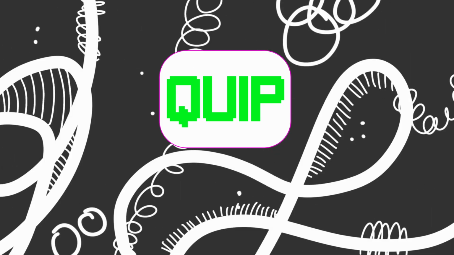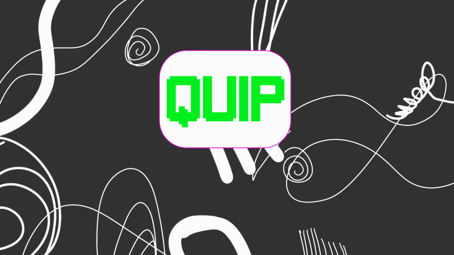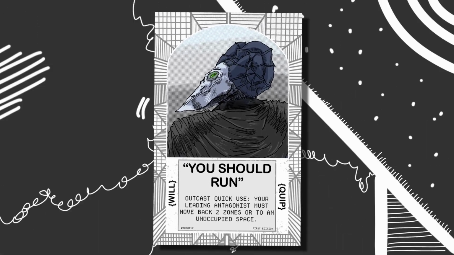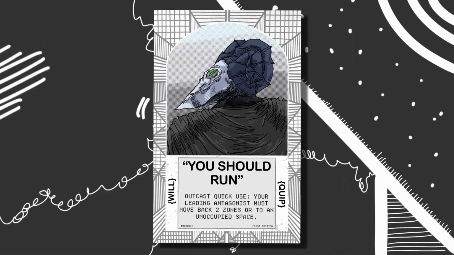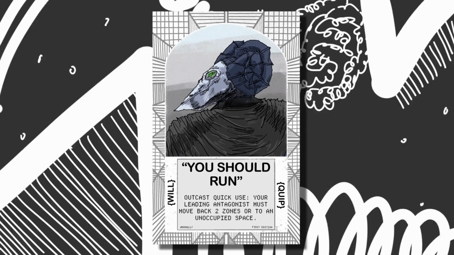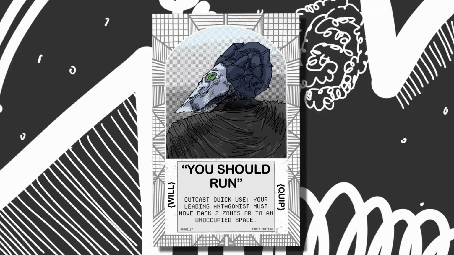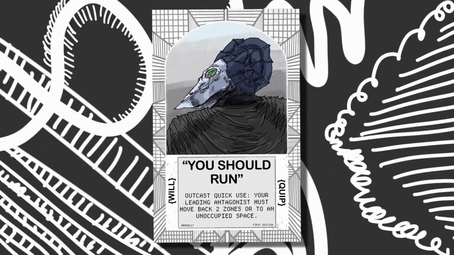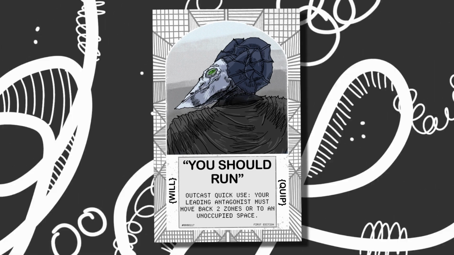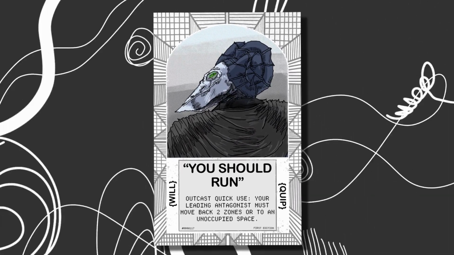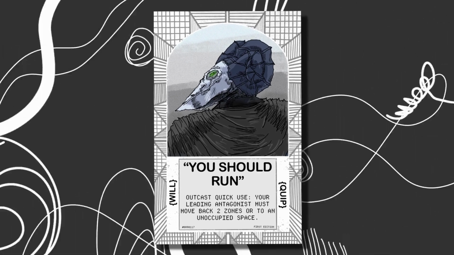And I brought the equip cards in, and I thought they should act like retaliate cards, but for the will guys, right? Because now, while they may react quickly, the difference is that they need a specific subclass to work for. And for reference, we got the card here called You Should Run, Outcast, Quick Use. Your leading antagonist must move back 2 zones or to an unoccupied space. So this is really cool. So now, not just being a retaliate clone, the card necessitates you have a certain class to activate.